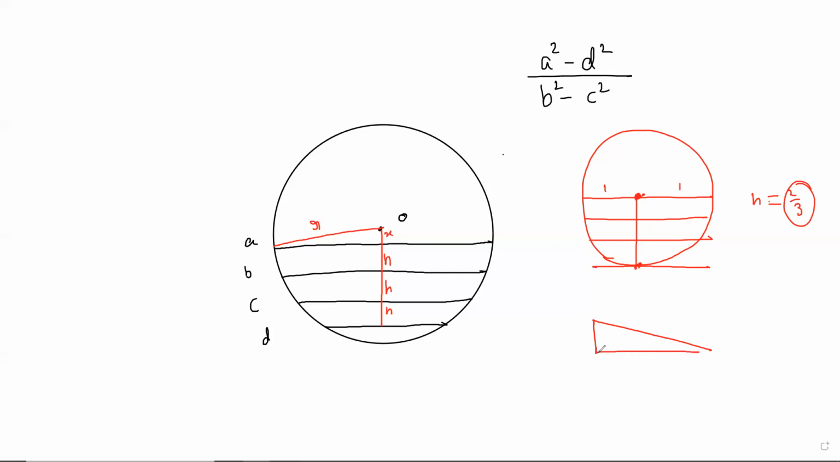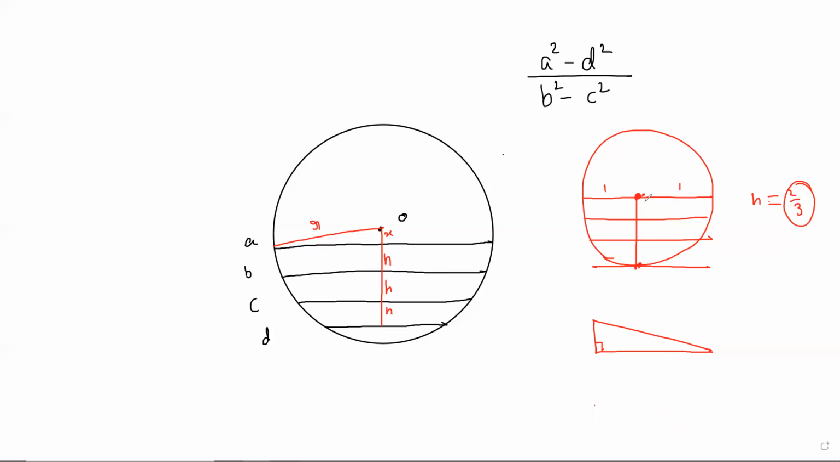So then you get 1, 1, and 2 by 3. And then it is 1 plus 4 by 9, square root of that. No, we don't need the square root. We just need this. So here what are we finding? The hypotenuse is what? Oh, yes. Sorry, it's not correct.